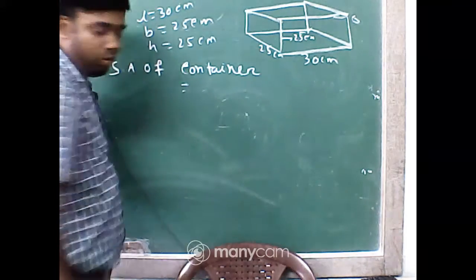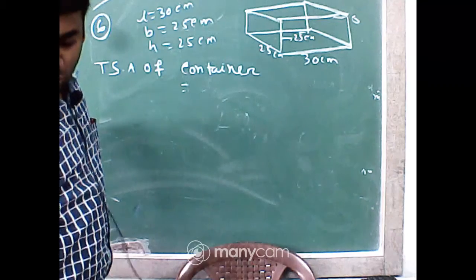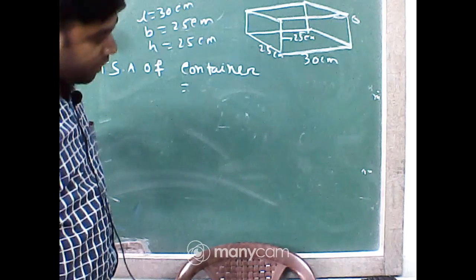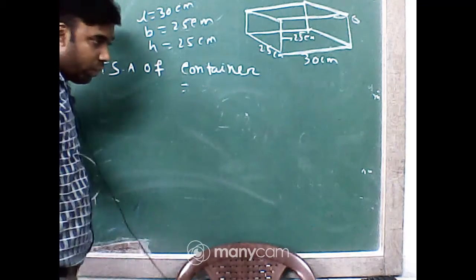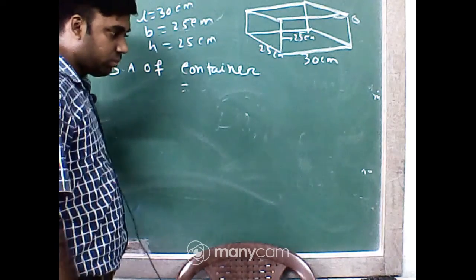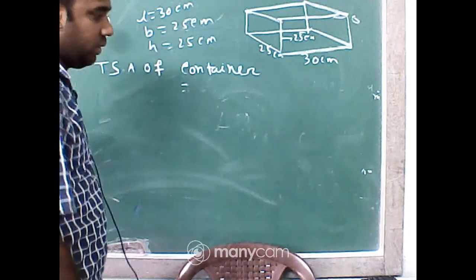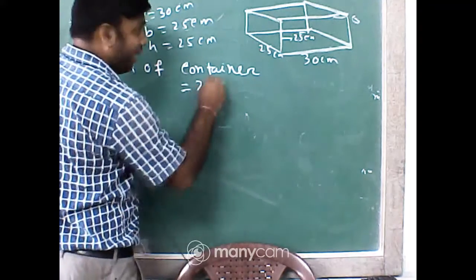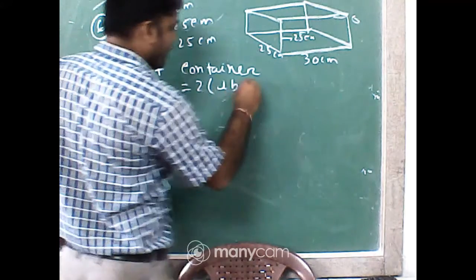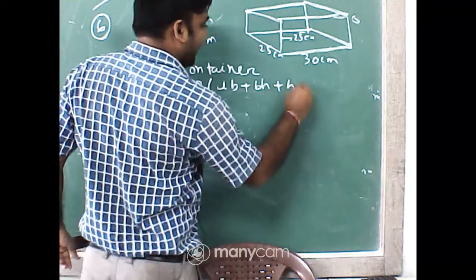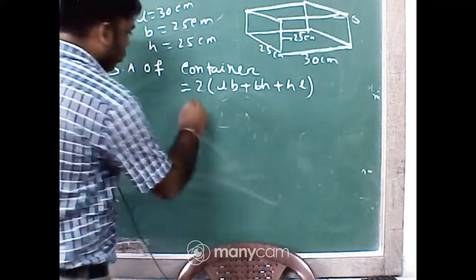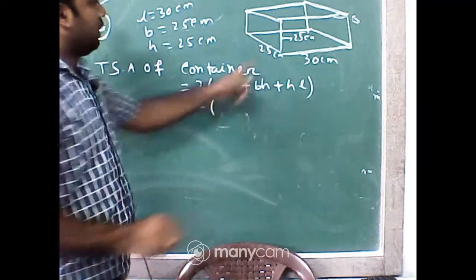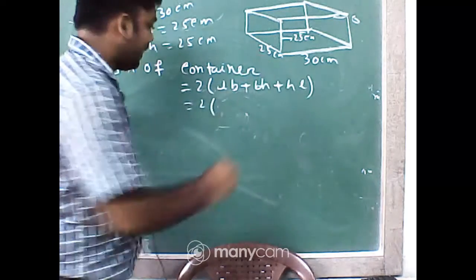What is the formula of total surface area? Tell me quickly, what is the formula of total surface area of a cuboidal container? So that is 2 into LB plus BH plus HL. Okay, so put 2 into 25 into 30, that is 750.